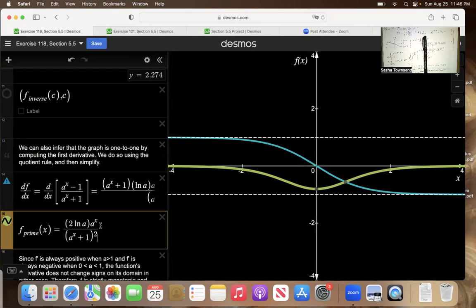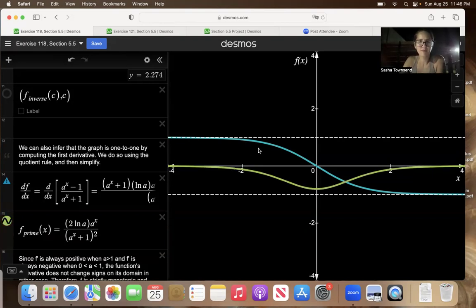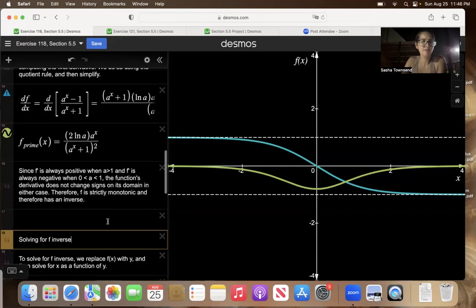So we've got a negative times a positive divided by a positive, which makes the resulting derivative negative for all real numbers. And that's consistent with what we see for the original graph. The original graph is decreasing, and that's consistent with the fact that the derivative is negative. So that's what the graph of f and the graph of f prime look like for a between 0 and 1. So when a is a proper fraction.